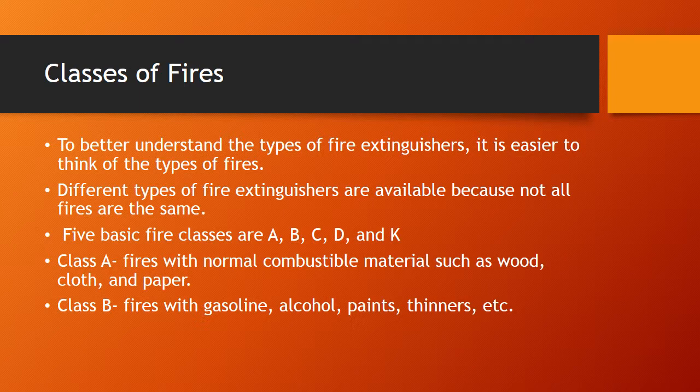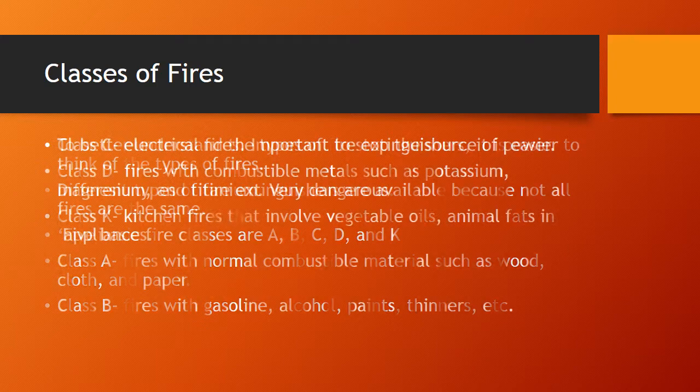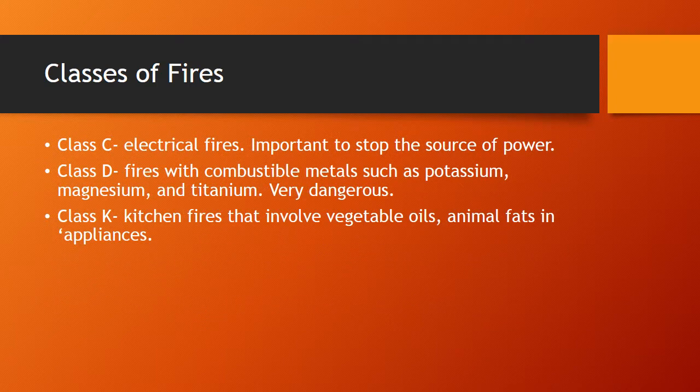Class A fires are fires that are started with normal combustible materials such as wood, cloth, and paper. Class B fires are fires that are started with gasoline, alcohol, paint, thinners, and other chemicals. The last 3 classes of fires are Class C, Class D, and Class K.